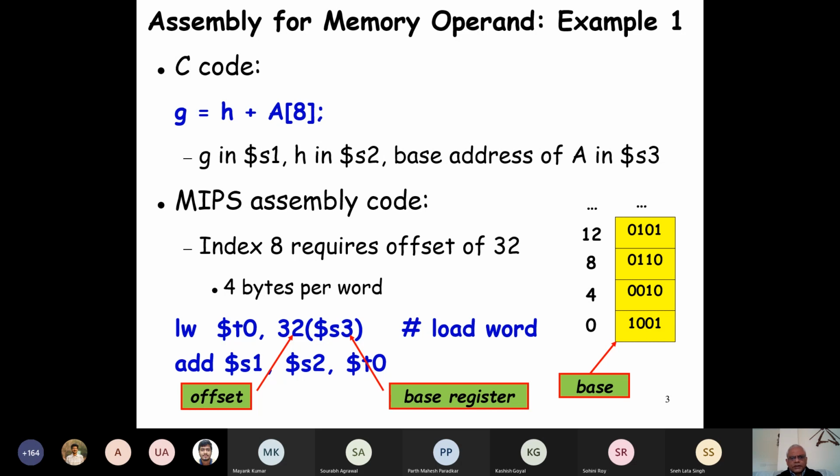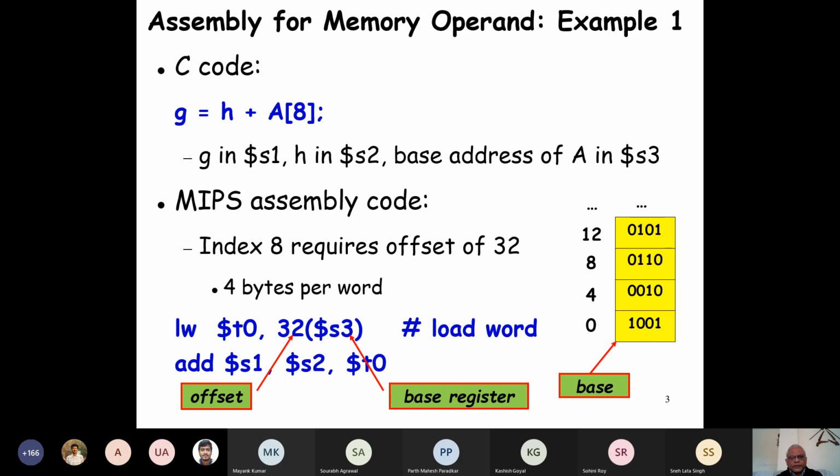Just look at this C code segment. We have a variable G which will be assigned a value based on the variable H and an array whose ninth element is A[8]. So we want to add the ninth element of the array to H and assign that to G. Now we have already assigned the register S1 to G, S2 to H. The H value is already present in S2 and the base address of the array is in S3.